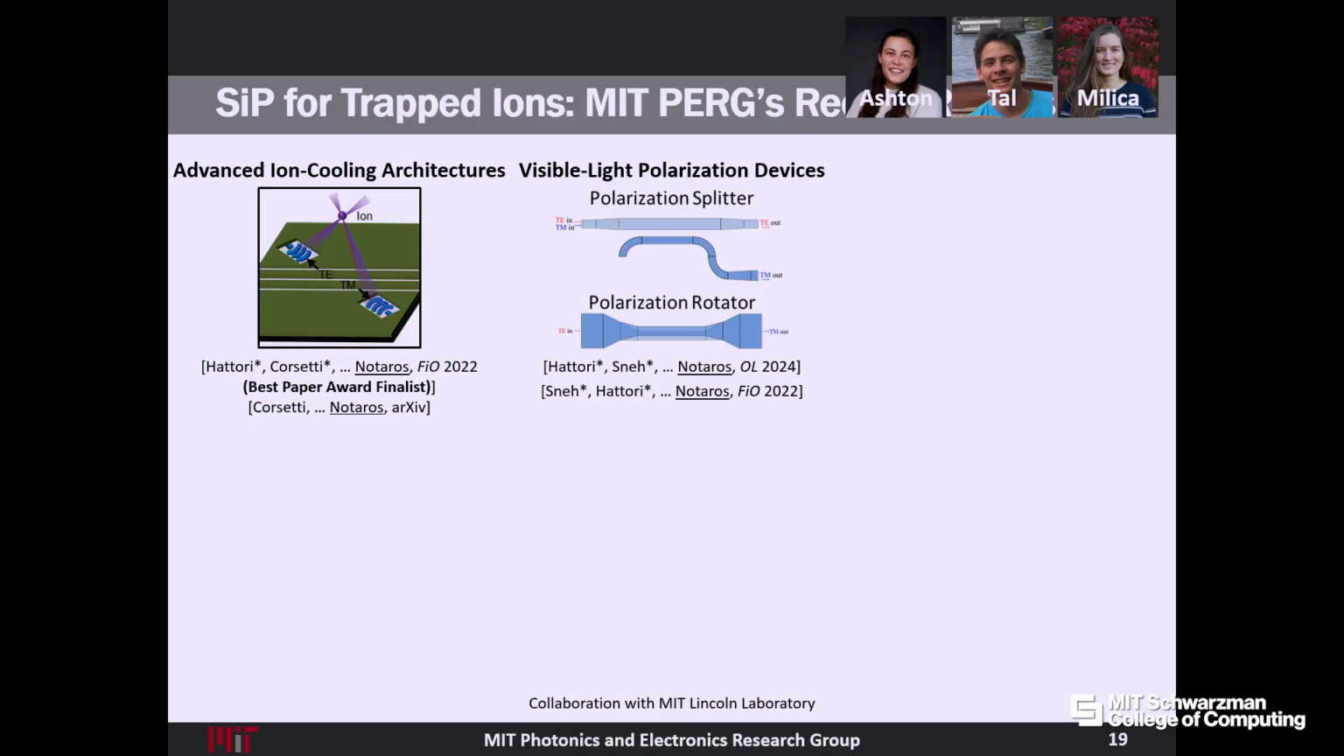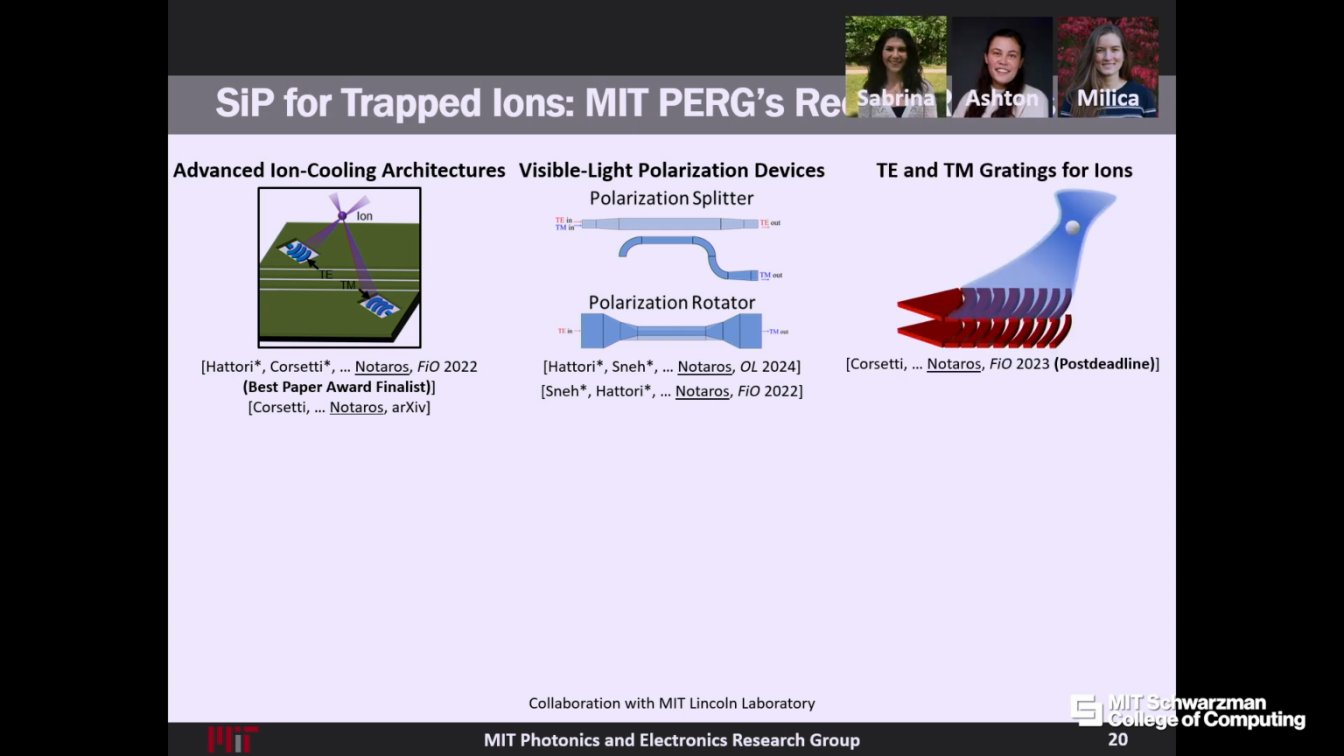So here's nice work led by my students, Ashton and Tull, where we showed the first integrated polarization splitters and rotators on chip that operate down at the visible wavelengths that are required for this. Then my student Sabrina, with help from Ashton and Milica, designed these grating couplers that now don't just emit TE polarizations of light, but emit both TE and TM. So you have to do a lot of different electromagnetics device design to enable this. And again, these are the first gratings that can actually emit both polarizations to interface with ions.